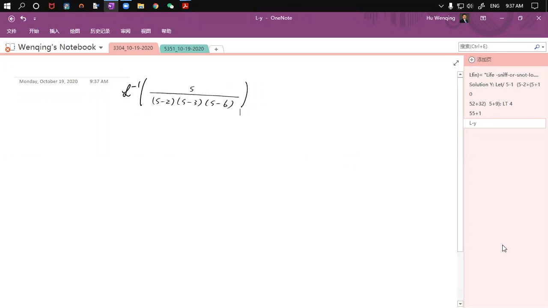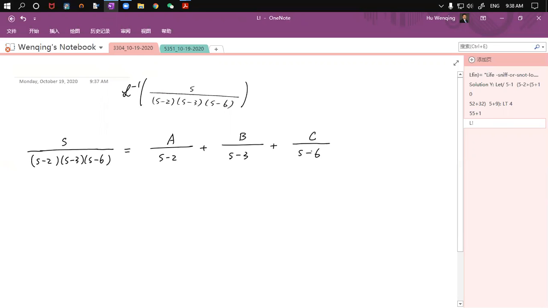Now, in order to do this, you can just use partial fractions. That means s over s minus 2 multiplied by s minus 3 and s minus 6, right? You want to write this one as A over s minus 2 plus B over s minus 3 plus C over s minus 6, since the denominators are first order polynomials that are just multiplied together. Indeed, you just want to recover the constants A, B, C.